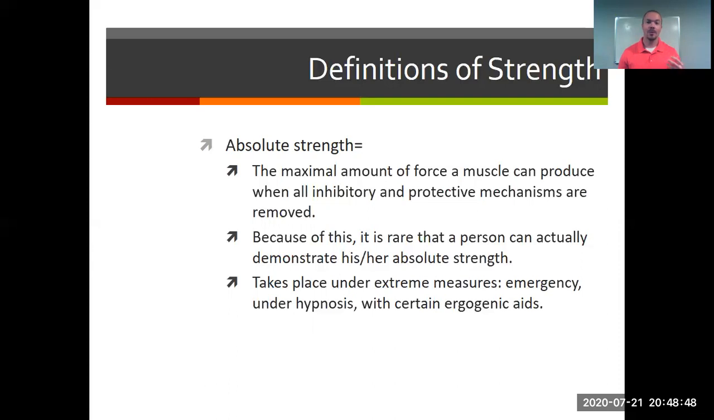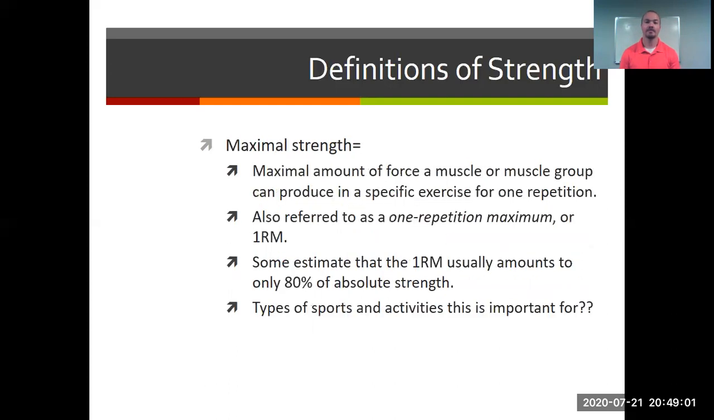And these things will help reduce inhibitions and allow them to lift more weight. But it's just not something we're going to see on a regular basis. It will probably not fall into our area of expertise. How about maximal strength? So now this is a little bit more in our field.